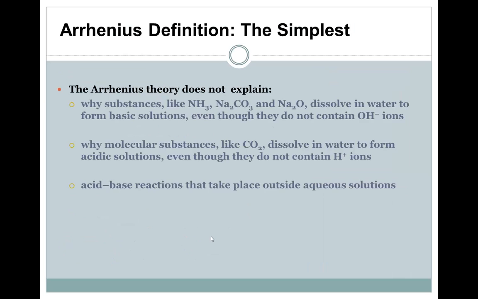However, because it's the simplest, it doesn't explain everything. It doesn't explain why substances like NH3, sodium carbonate, and sodium oxide dissolve in water to form basic solutions, even though they do not contain hydroxide ions. It also doesn't explain why molecular substances like carbon dioxide dissolve in water to form acidic solutions, even though it doesn't contain hydrogen ions. Acid-base reactions that take place outside of aqueous solutions are also not explained.